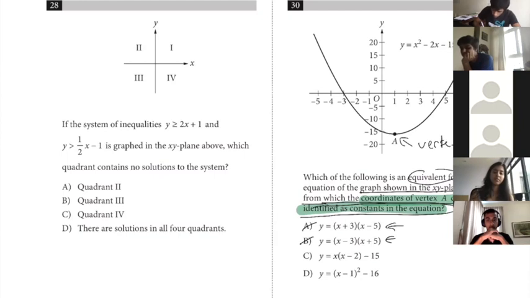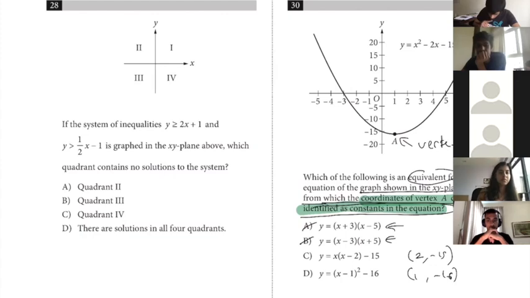So we get 2 and -15. And we get 1 and -16 from here. So it could be one of these. And are both of these equivalent to this? So we have x squared minus 2x minus 15, and then we have x squared minus 2x plus 1. Yep, so they're both equivalent.